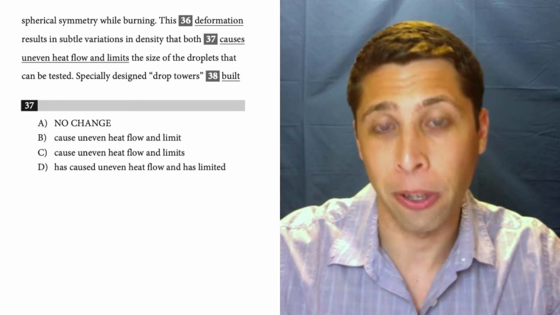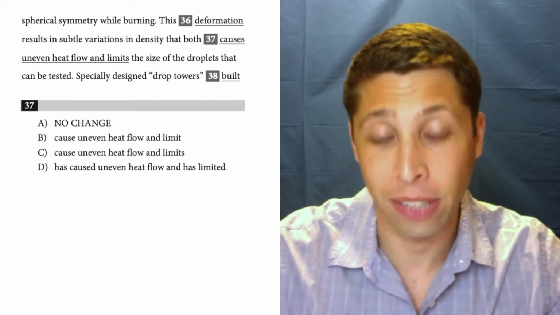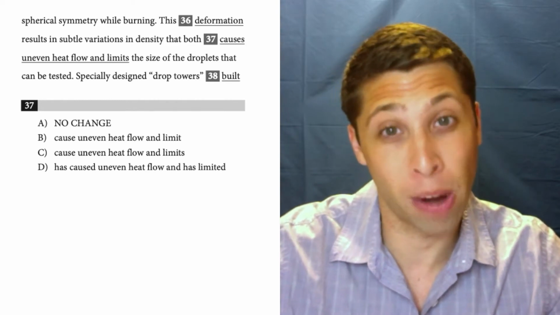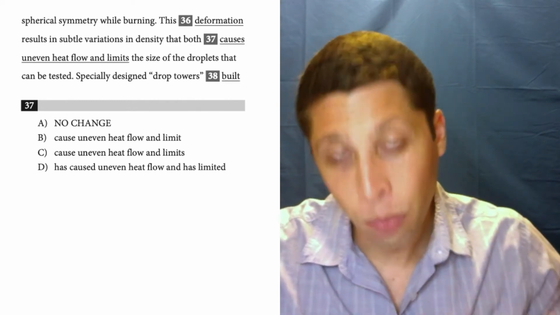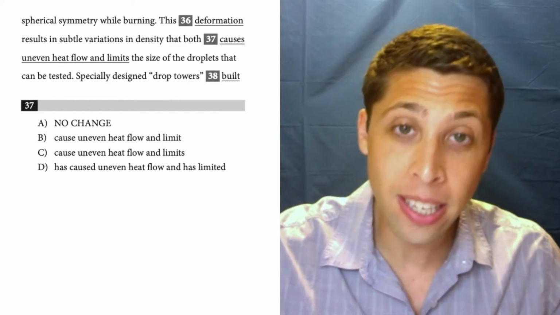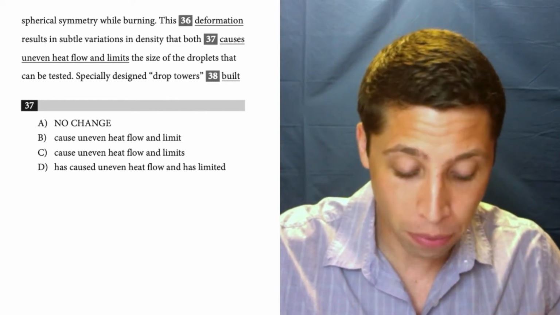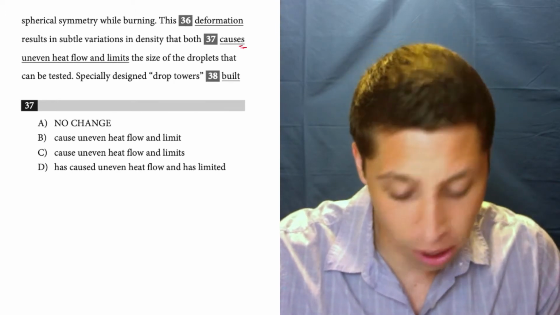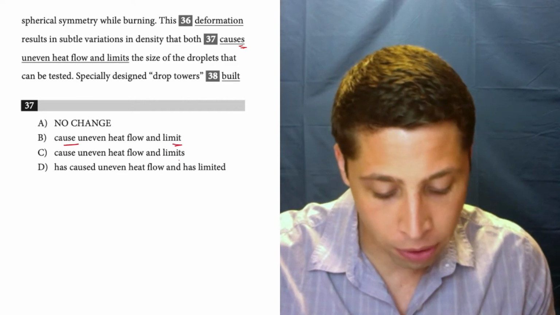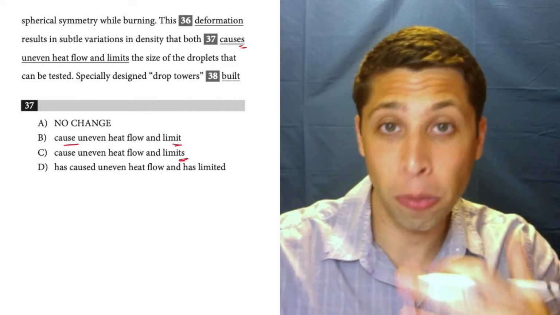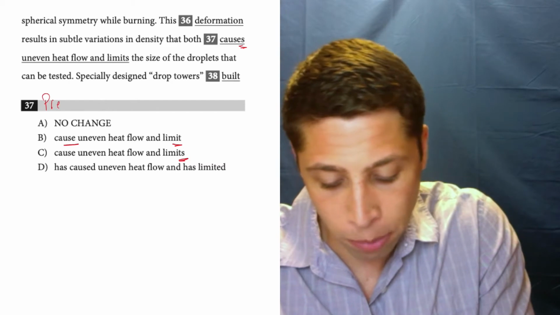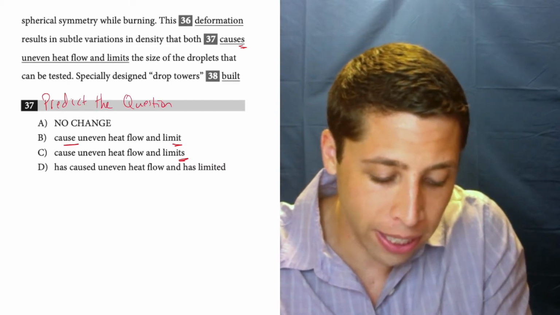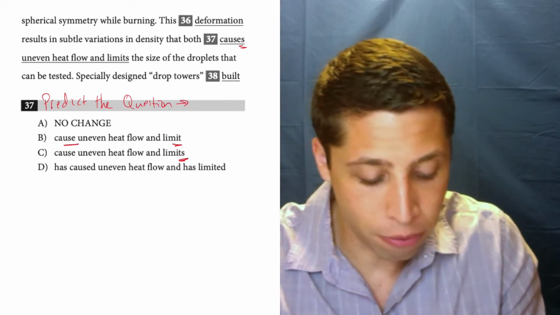Here's a great example of how the predict the question strategy can really help us when there seems like there's a lot of things to consider and maybe some traps here. So what is this question testing? We can see that the answer choices are very similar. But if we focus on the differences, we notice that it's a lot of S's, right? Some things like causes versus cause, limit versus limits. And those S's are important. They tell me that if I'm trying to predict what they're testing, I can pretty confidently say that this is about verb agreement.